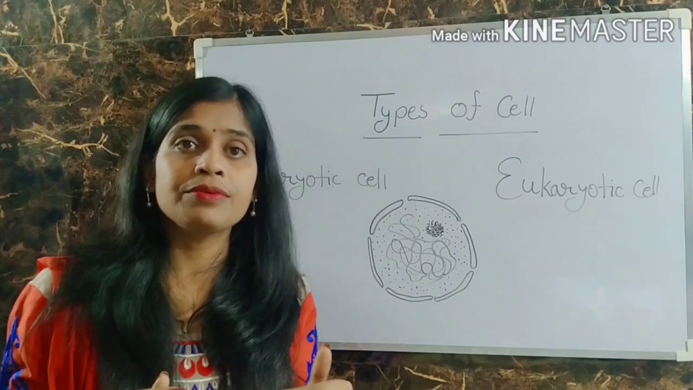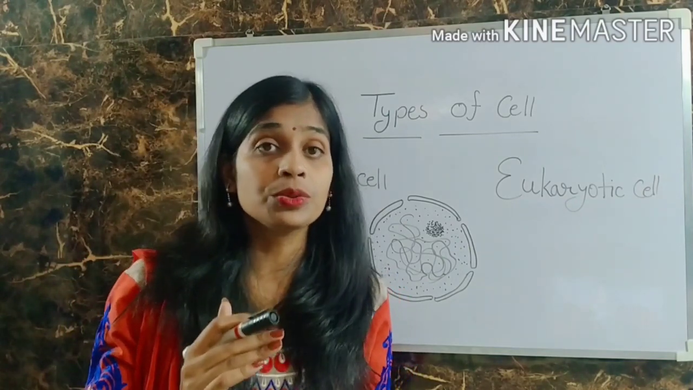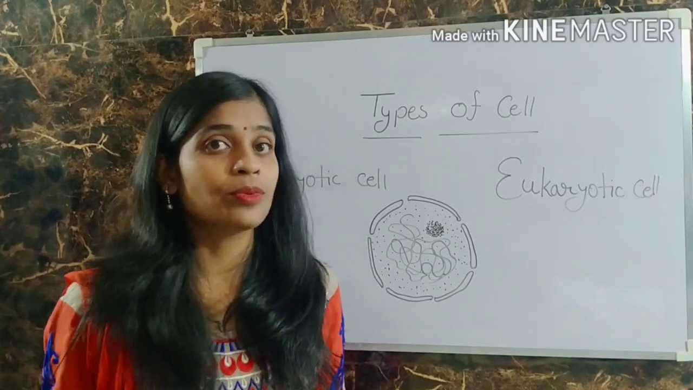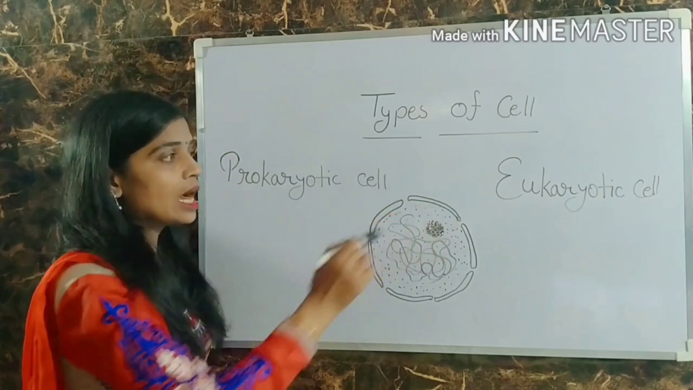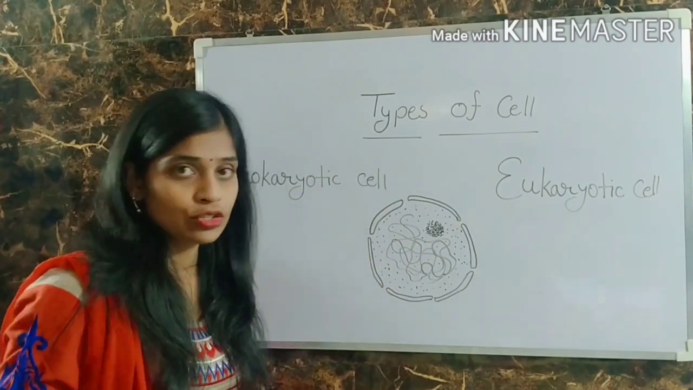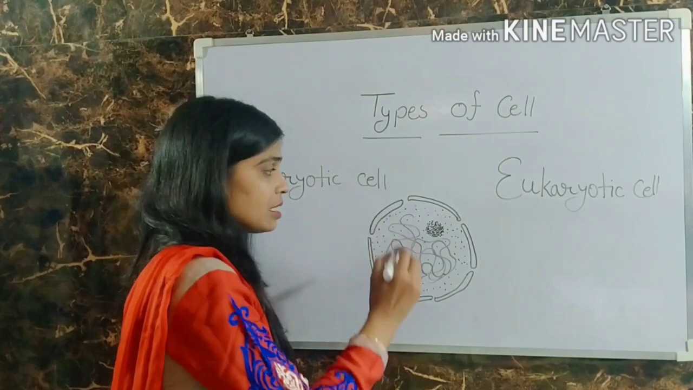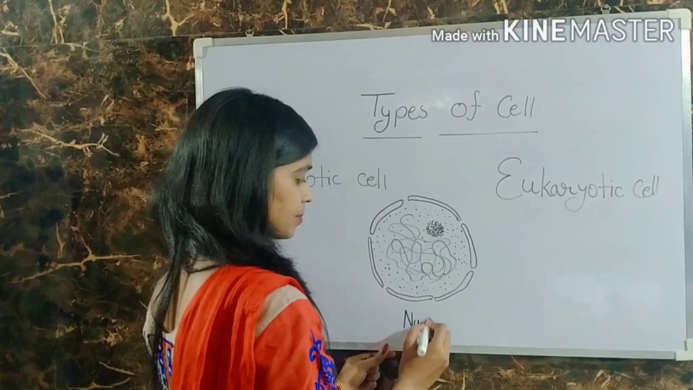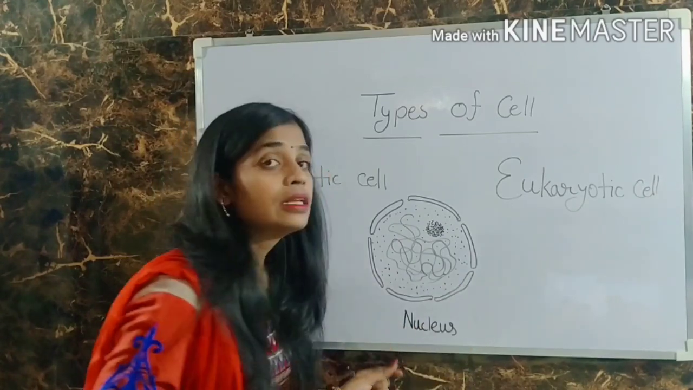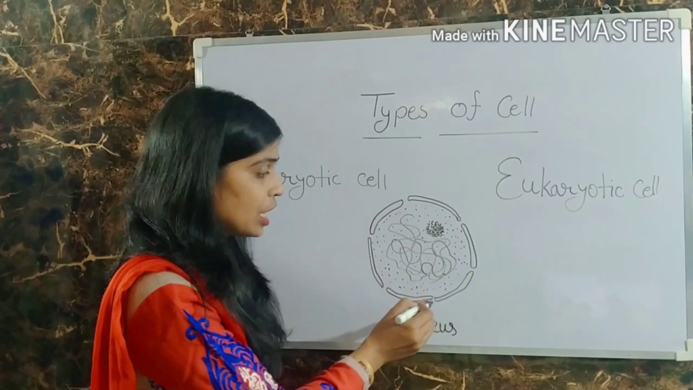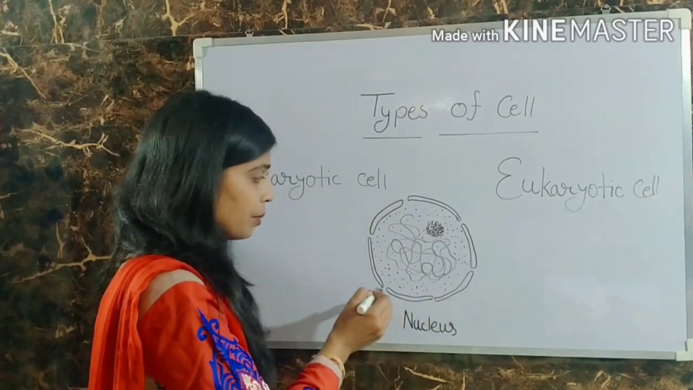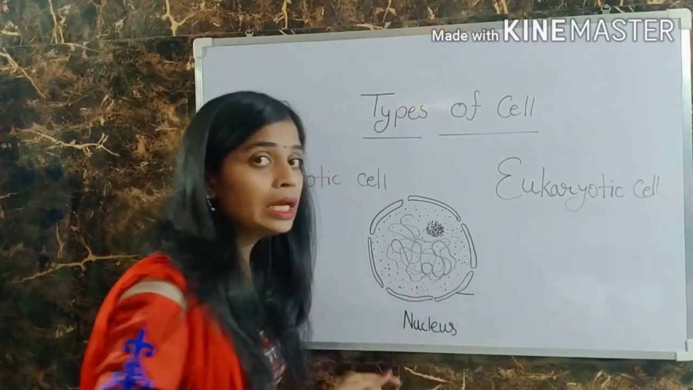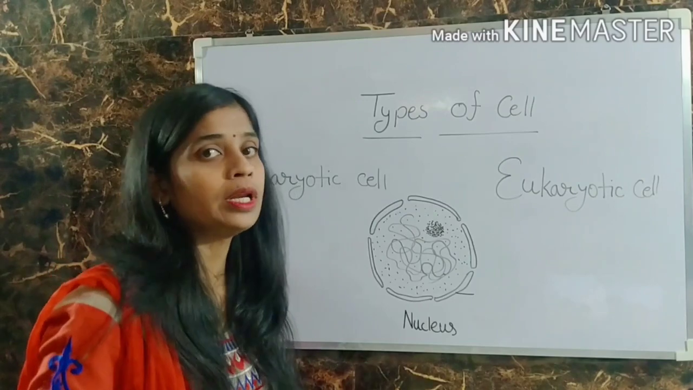So firstly we will understand the nucleus, so that the concept will be easy to understand, how the cells differ from each other. So let's see, this is the picture of the nucleus. In this nucleus you are seeing the outer membrane. This is called the nuclear membrane or nuclear envelope.